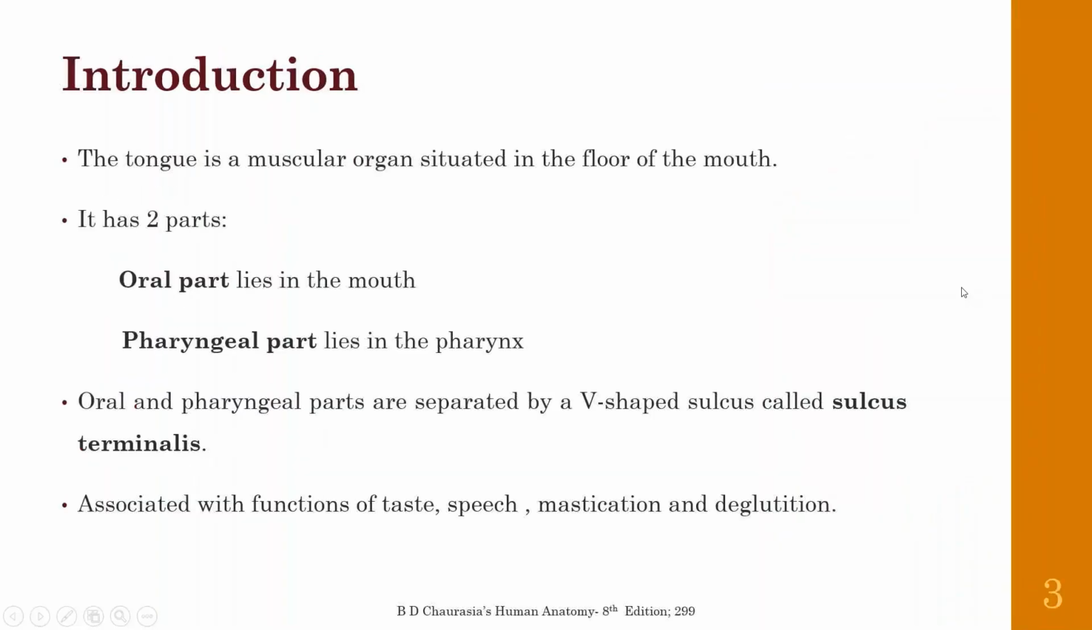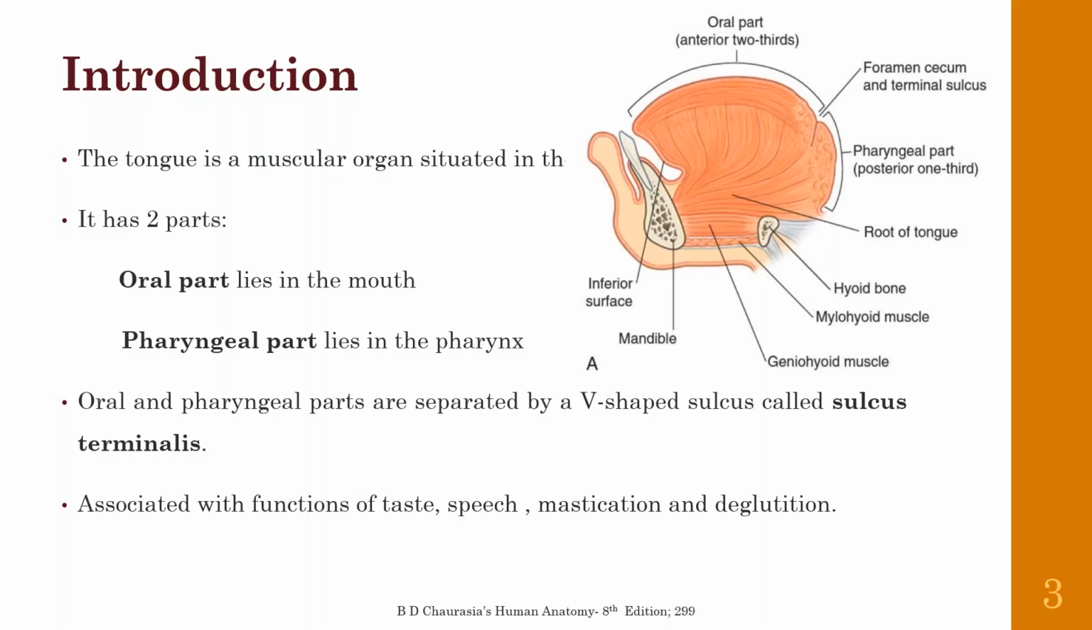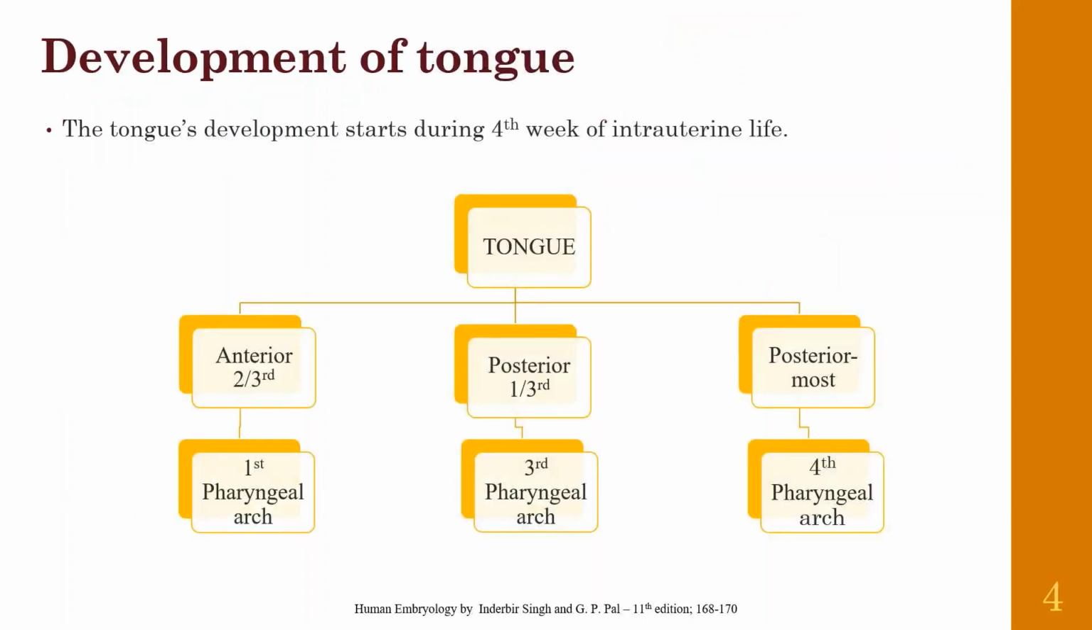These are the contents. The tongue is a muscular organ situated in the floor of the mouth. It has two parts: the oral part, which lies in the mouth, and the pharyngeal part, which lies in the pharynx. The oral and the pharyngeal parts are separated by a V-shaped sulcus called the sulcus terminalis. It is associated with functions of taste, speech, mastication, and deglutition.